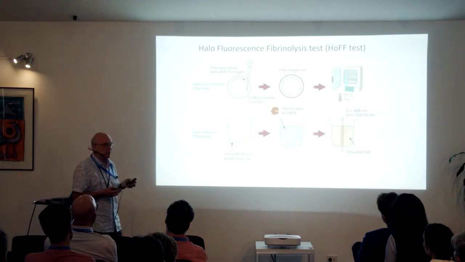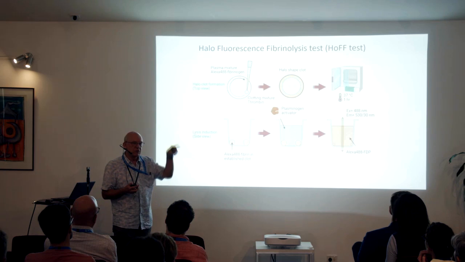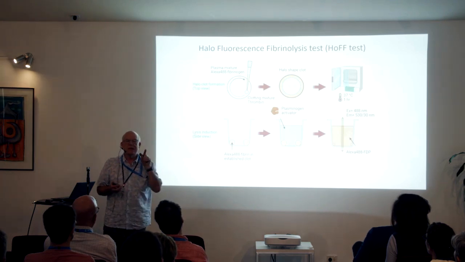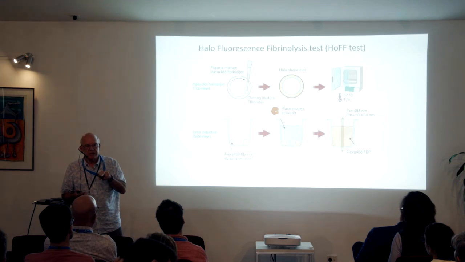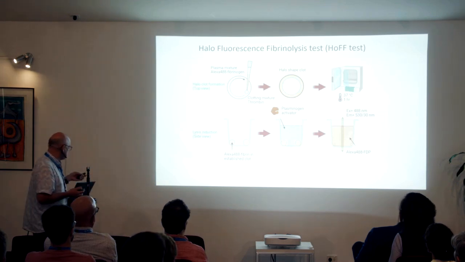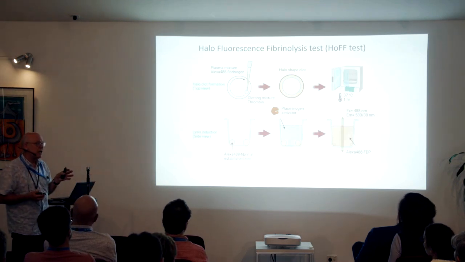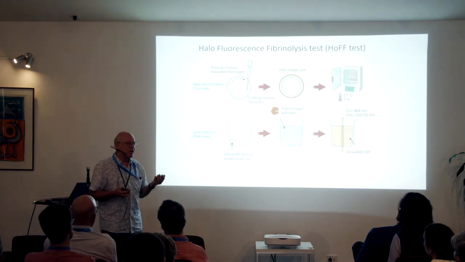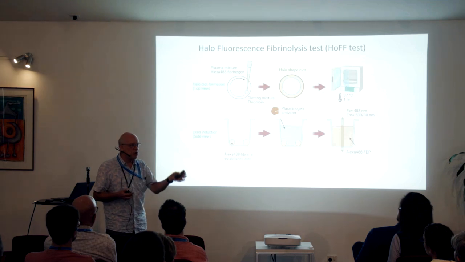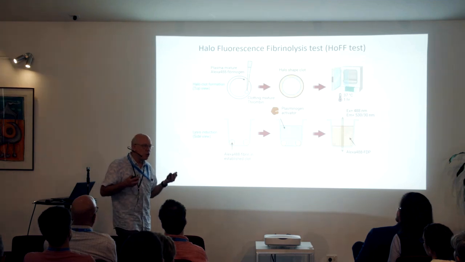fluorescent-labeled fibrinogen. So then you'd make these halo rings with labeled fibrinogen. You clot it, now it becomes labeled fibrin, right? And then the big advantage with these halo-based tests is you can let the clot stabilize. Let it sit there for half an hour, 2 hours. Let the clot become a normal clot.